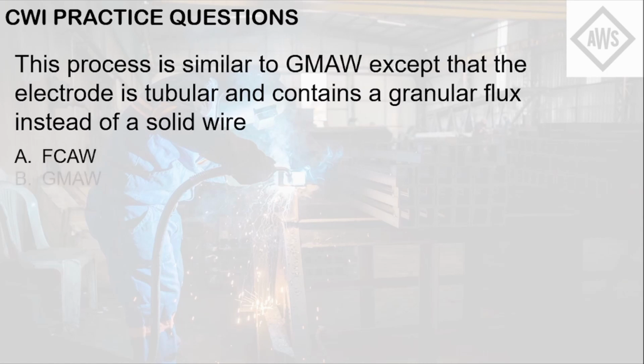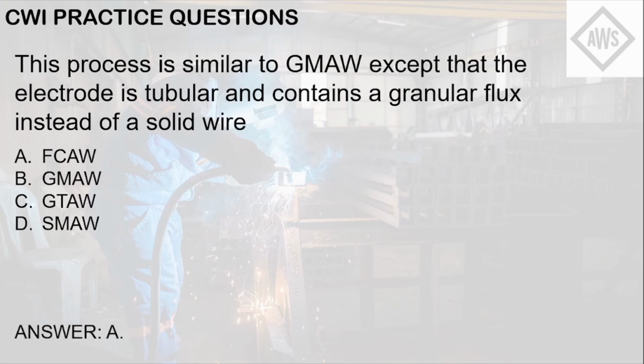Letter A, FCAW. Letter B, GMAW. Letter C, GTAW. Letter D, SMAW. So you can immediately cancel out GMAW here. GTAW is gas tungsten arc welding, so it's not the correct answer because it consists of a tungsten electrode with a filler rod. SMAW is not a continuous welding process or a continuously feeding electrode process, so that's not the correct answer. So the answer here is FCAW. FCAW is characterized by a tubular electrode that is continuously fed to a welding gun, similar to GMAW.